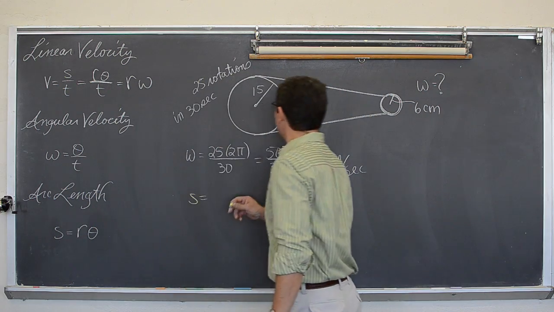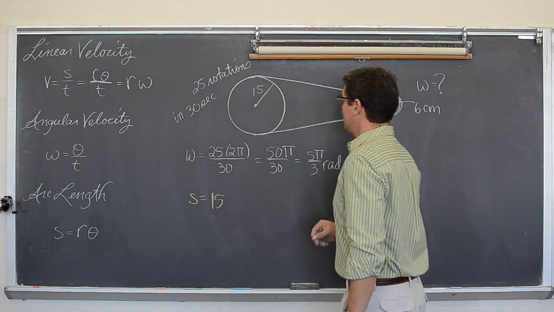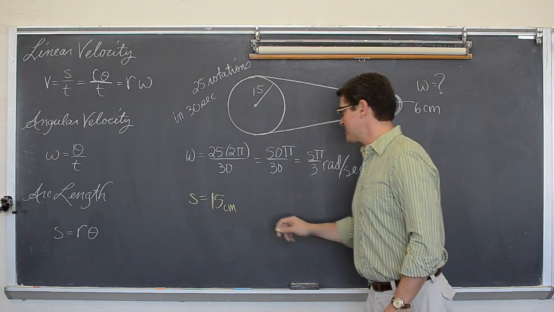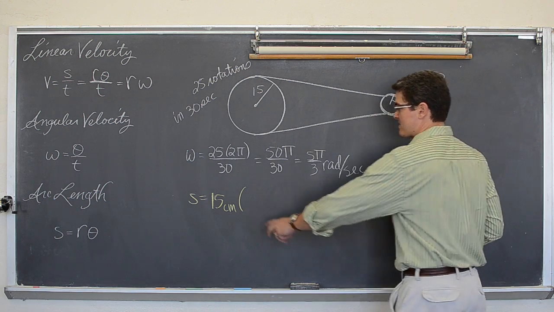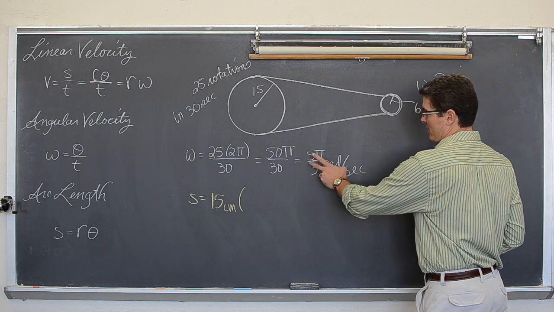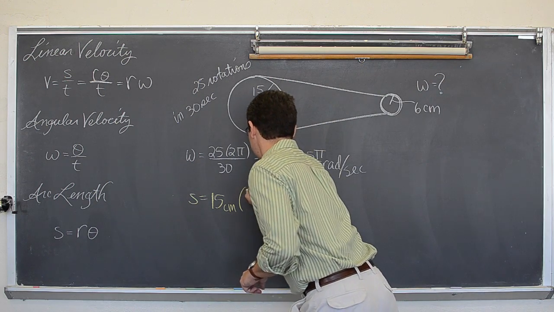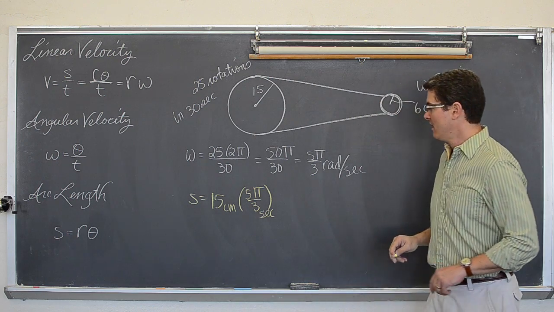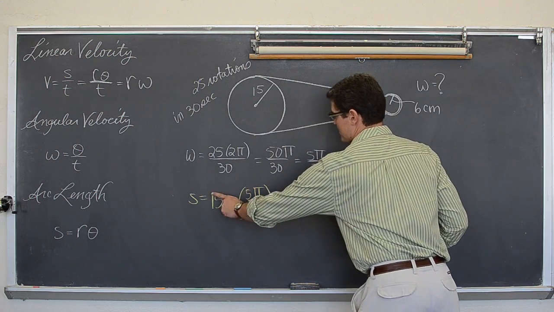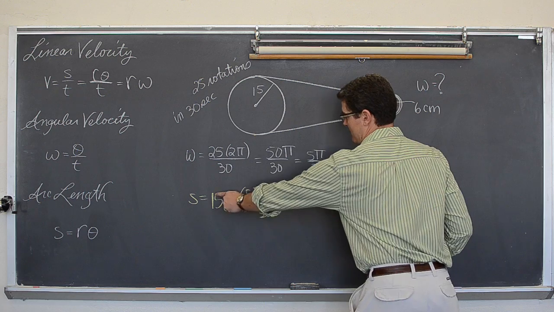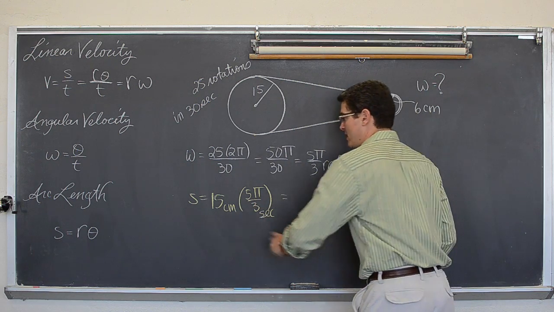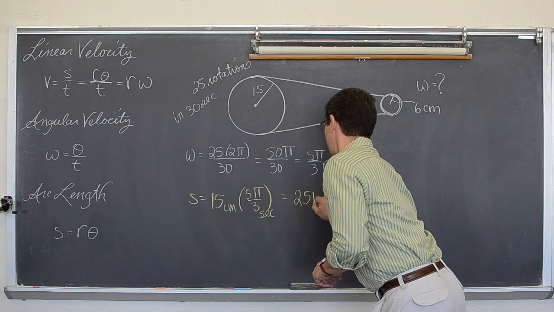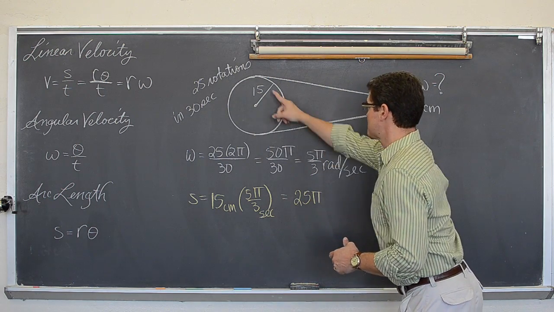The front sprocket has, let's say, a 15 centimeter radius, so that's R. And theta for a 1 second period is 5 pi over 3. So in 1 second, I'm doing R theta, so 15 times 5 pi over 3. The 15 and the 3 cancel out to be 5. So 5 times 5 is 25 pi centimeters.